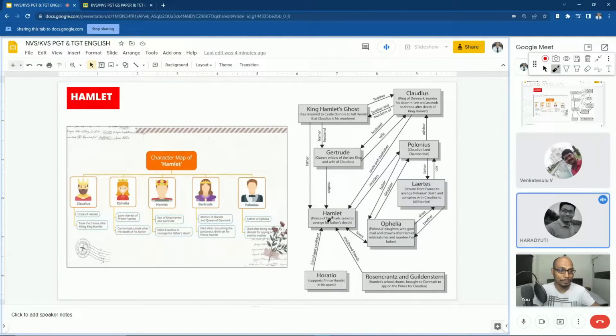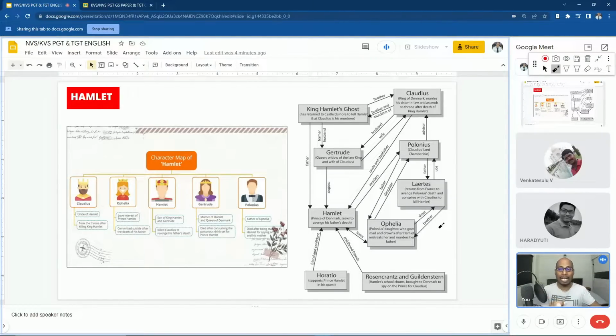The questions come in this way only, Ghosh and Venkatesh sir. They ask you questions about the background of the story. They will never ask you who is Gertrude to Hamlet. That is the easiest question. Everybody knows. The question structure will be like this.